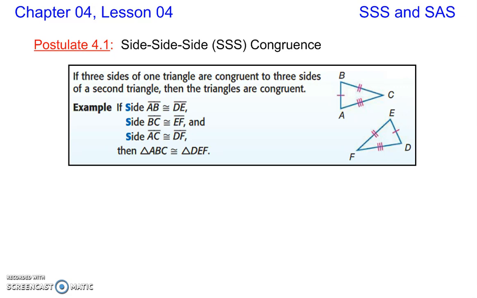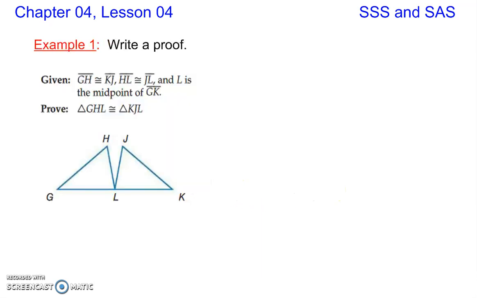Postulate 4.1 says side, side, side congruence. So if three sides of one triangle are congruent to three sides of a second triangle, then those triangles are congruent. Pretty simple. So, if we want to write a proof, here we go.